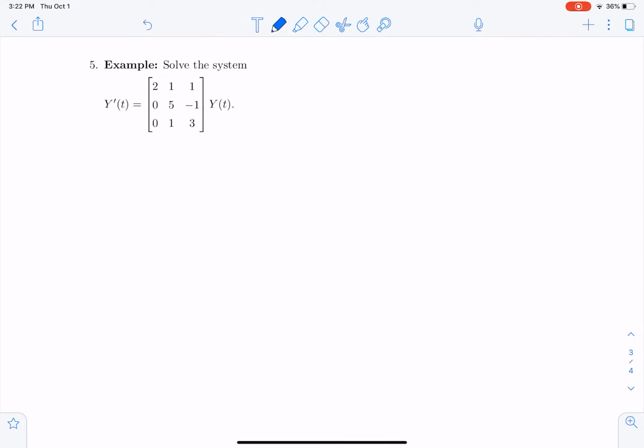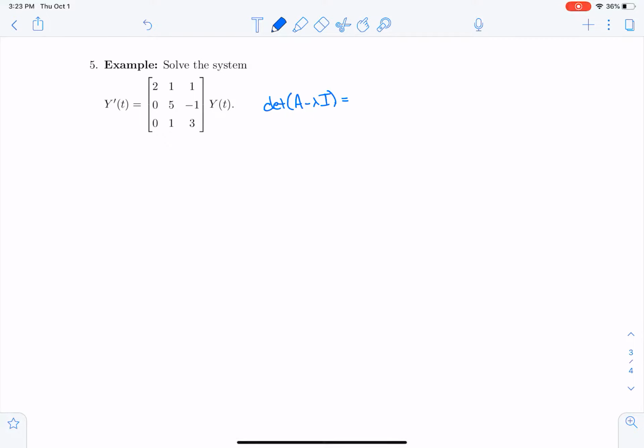So now let's do an example of solving a system with a general non-diagonalizable matrix. We have the system y prime equals the matrix [2, 1, 1; 0, 5, -1; 0, 1, 3] times y. And we need to find the eigenvalues. So I'm going to take the determinant of A minus lambda I.